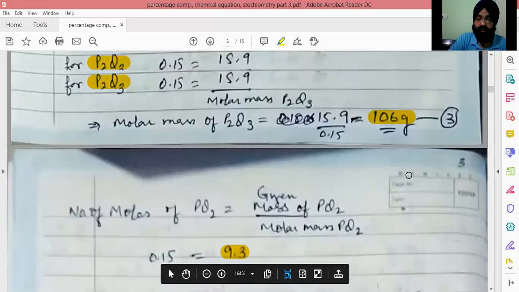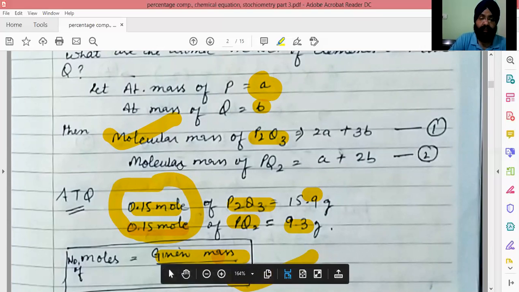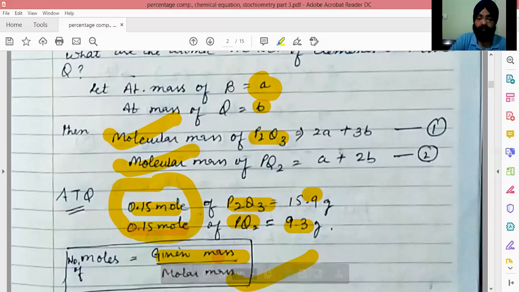Now, from equations 1 and 2, which we made, the molecular mass of P2Q3: if the atomic mass of P is A and the atomic mass of Q is B, then the formula P2Q3 will be equal to molecular mass 2 into A plus 3 into B, 2A plus 3B. And the molecular mass of PQ2, where the atomic mass of P is A and of Q is B, is A plus 2B.